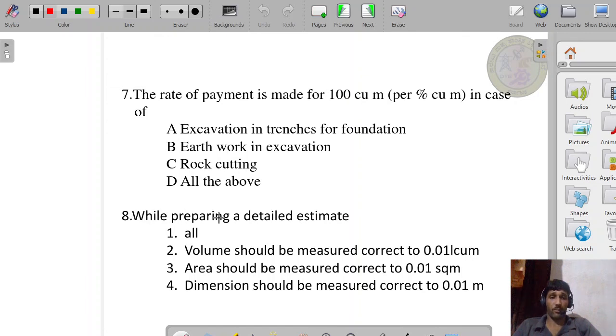Next, question number 8. While preparing a detailed estimate, volume should be measured correct to 0.1 meter cube, area should be measured correct to 0.01 meter square, and dimension should be measured correct to 0.01 meter. Which is the correct answer? Option number 1 is the correct answer.